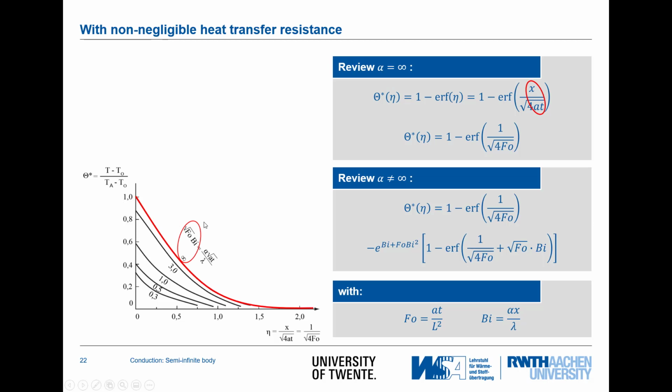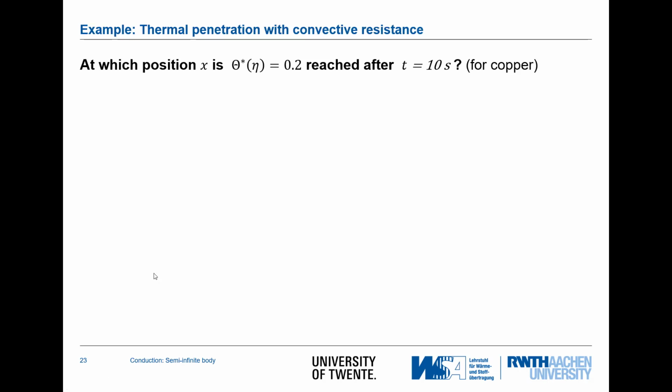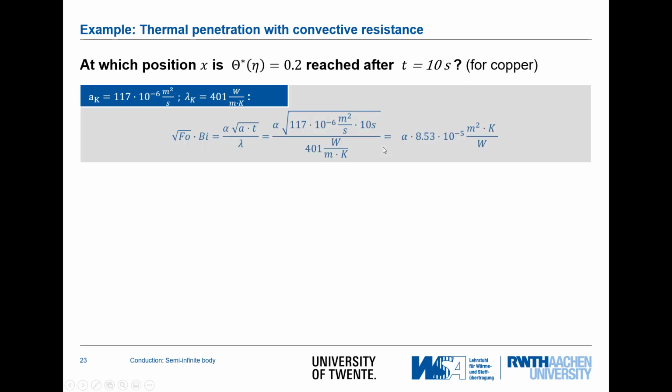This is the case for alpha being equal to infinity. Now, a little example. We are now looking at the position at which the dimensionless temperature eta has reached a value of 0.2, and that after 10 seconds for the material of copper. How can we do that?